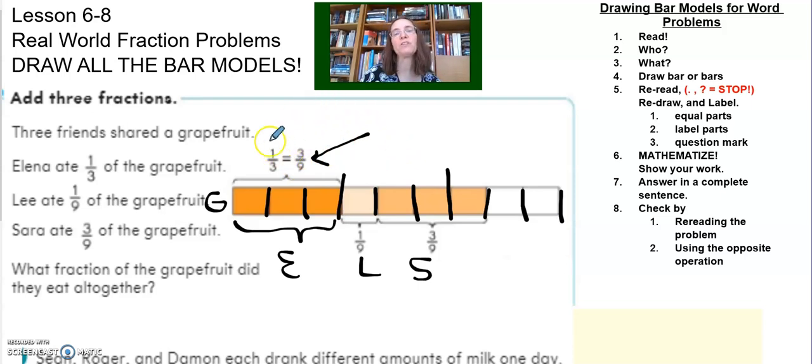So I'm going to use equivalent fractions to multiply it by 3/3. 1 times 3 is 3. 3 times 3 is 9. Then I've got 3/9 plus 1/9 plus 3/9. And I'm going to wind up with 7/9.